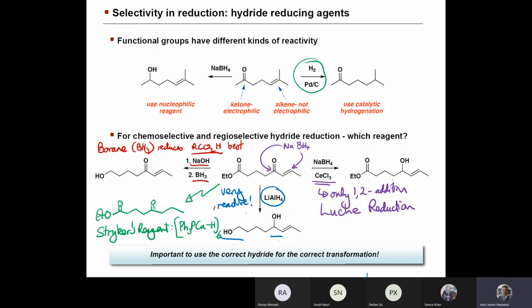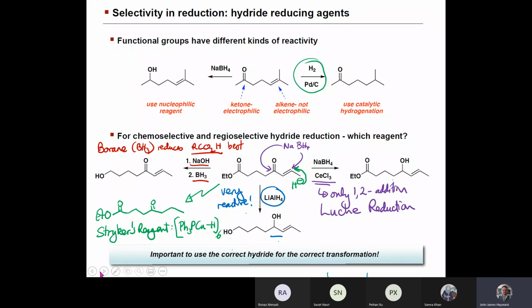Okay, Stryker's reagent is a hexamer, though it reacts as a monomer, of triphenylphosphine copper hydride. And you can probably imagine that the copper, we said before, copper is good at giving conjugate addition. Well, it does a conjugate addition of hydride.